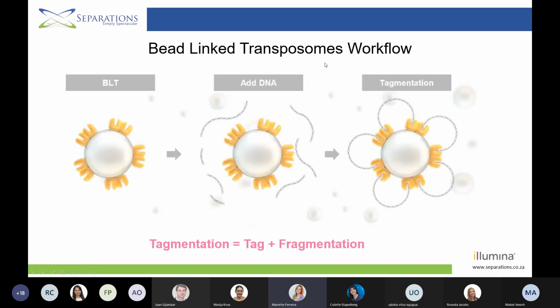So just to explain the bead-linked transposon workflow a little bit better for those of you that don't know. So all it is, it's a magnetic bead, and it's got these transposons linked to the magnetic bead. When you add your DNA, it does fragmentation. So it fragments the DNA and it also tags it. And the tag is the tag for the adapters to bind to. And in the end, you have these DNA fragments that bind and saturate the magnetic bead.